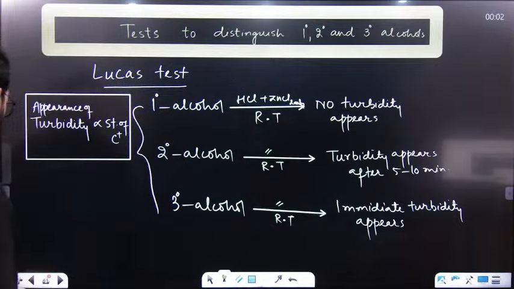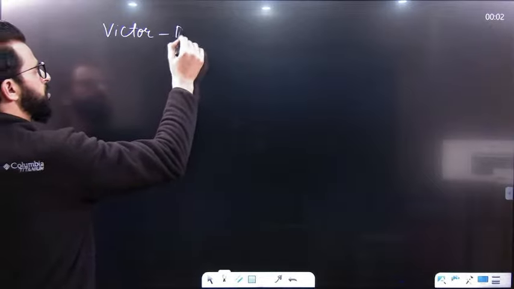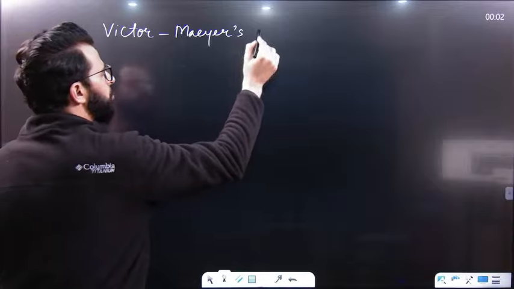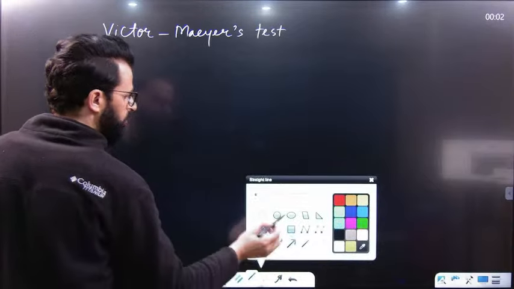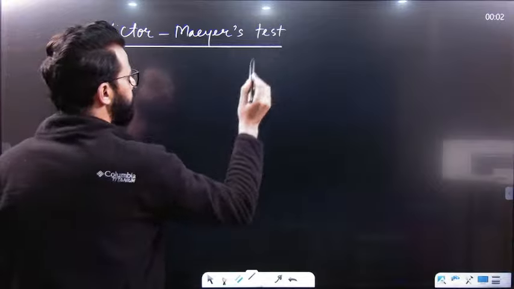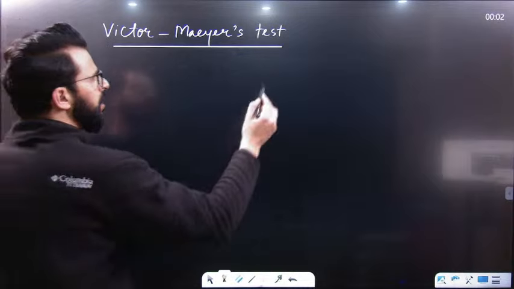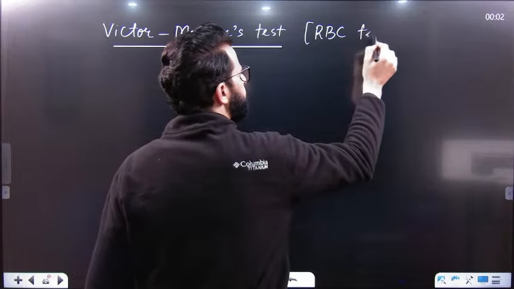Now, another test is Victor-Meyer's test. With the help of this test, we can also distinguish 1 degree, 2 degree and 3 degree alcohol. Have a look, my dear lovely students. This is also known as the RBC test.